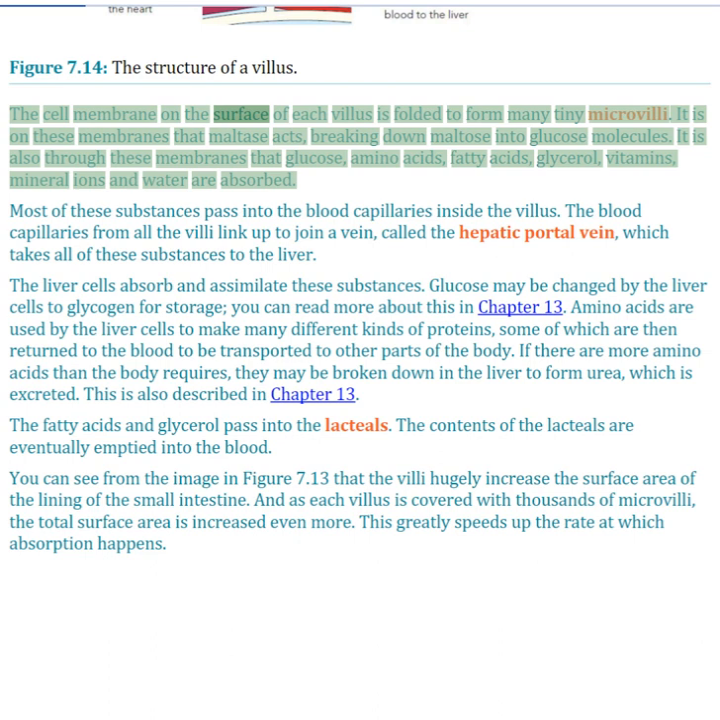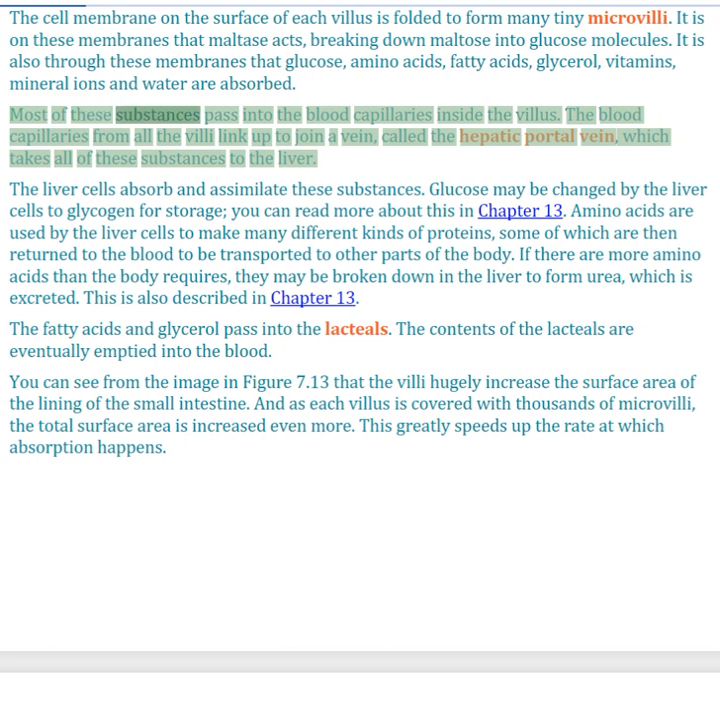The cell membrane on the surface of each villus is folded to form many tiny microvilli. It is on these membranes that maltase acts, breaking down maltose into glucose molecules. It is also through these membranes that glucose, amino acids, fatty acids, glycerol, vitamins, mineral ions and water are absorbed. Most of these substances pass into the blood capillaries inside the villus. The blood capillaries from all the villi link up to join a vein, called the hepatic portal vein, which takes all of these substances to the liver.